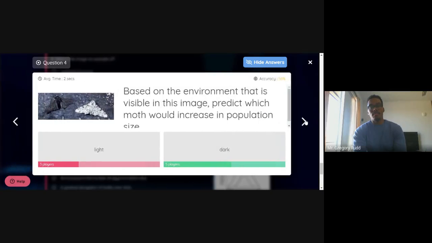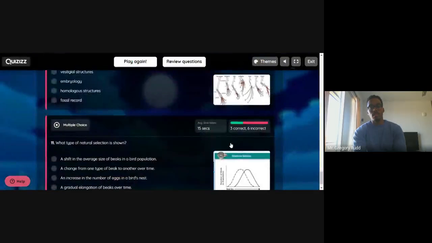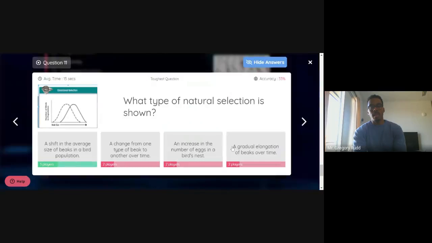And then, give me 1 second. The other question we struggled with, I can also see this being a difficult one. What type of natural selection is shown? I perhaps could have worded that question a little bit differently. But we can see in this chart, I don't know that I can make the picture any larger. Let's see.